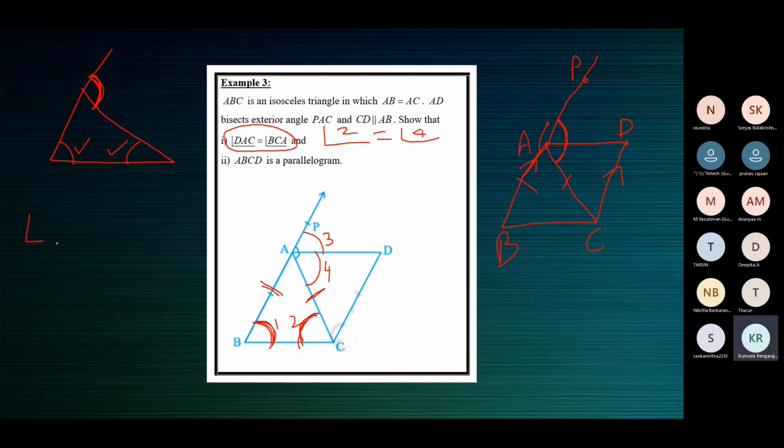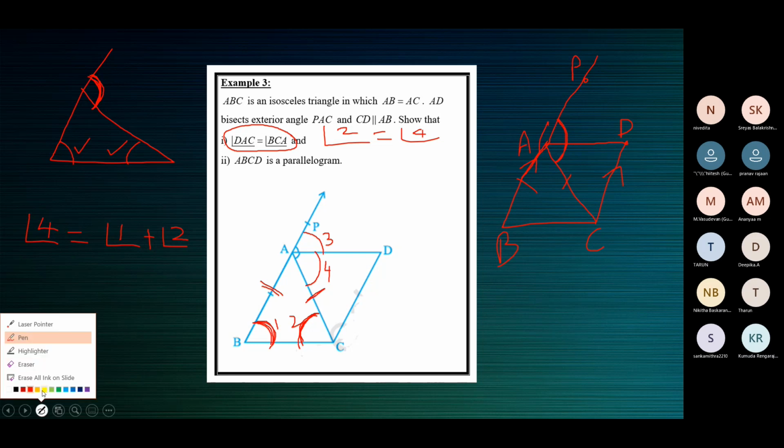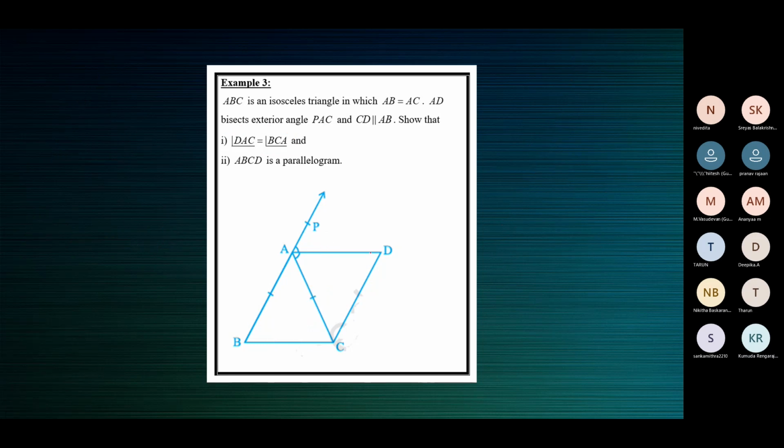So here clearly angle 4 is equal to angle 1 plus angle 2. Not angle 4, sorry children, angle 3 plus 4. This is the exterior angle. I think I marked it 3 and 4 here. Angle 3 is equal to angle 4 because it's bisected. 3 plus 4 together is the exterior angle. I think I marked 1 here and 2 here.